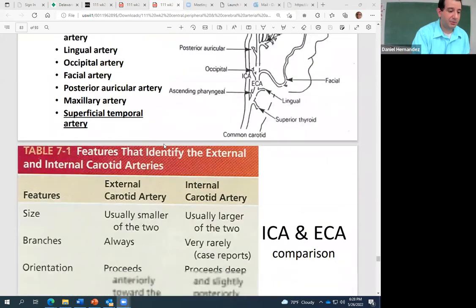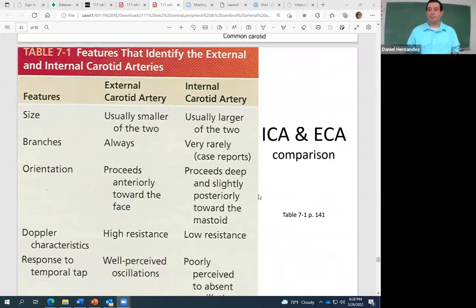So the Doppler characteristics are also going to be different between the two. The Doppler characteristics for our external carotid artery are going to be high resistance because it's, again, supplying a lot of the muscles of the face. It's a different vascular bed as opposed to the brain. The brain needs continuous 100% forward flow of blood, so the internal carotid is going to be a very low resistance waveform.